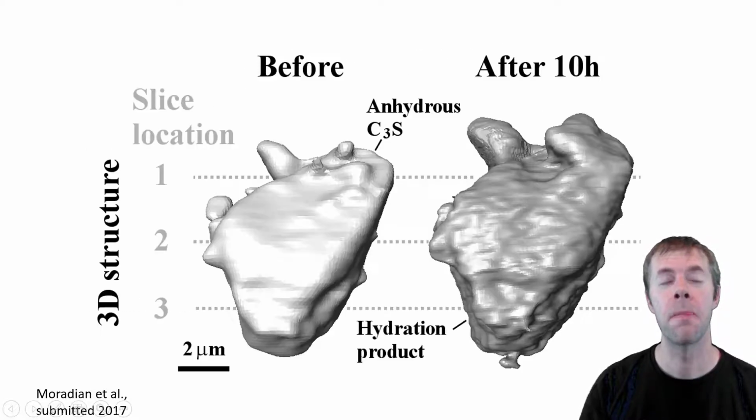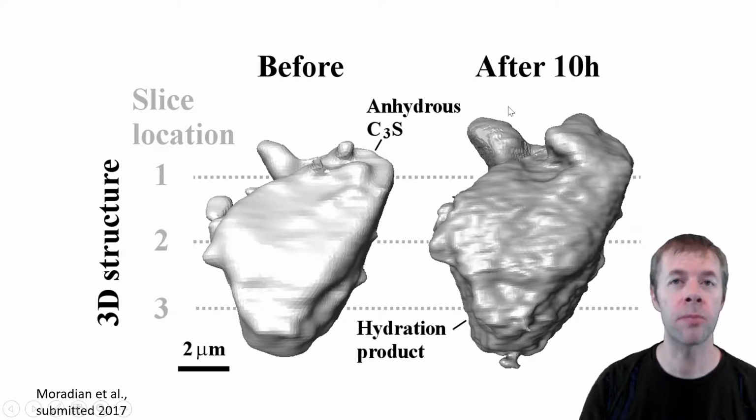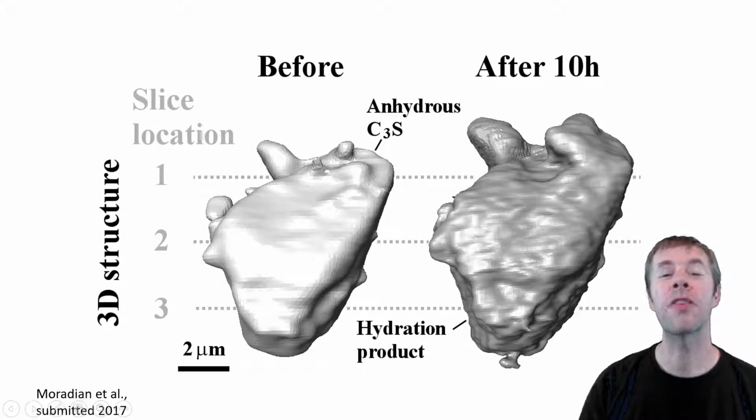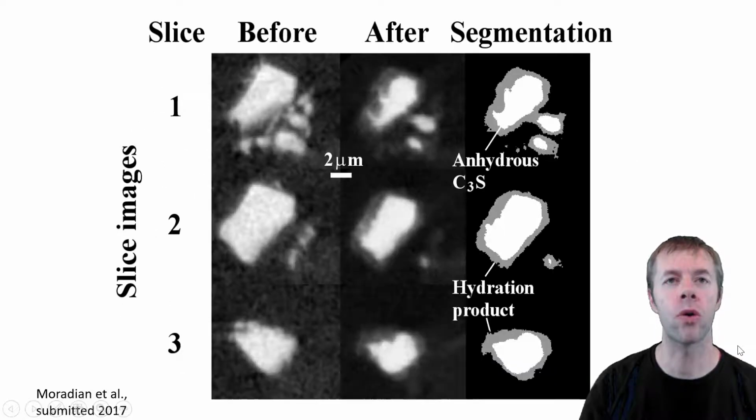Here's an image. Here's a particle before on the left, and here's a tomograph after 10 hours. Look at all the hydration product all the way around it, forming it. And a lot of people think that it forms uniformly, but not necessarily. Let me show you what I mean. Again, see these 3 dotted lines? We're going to show 3 different cross sections inside the particle.